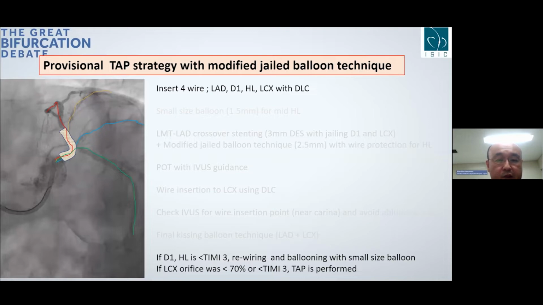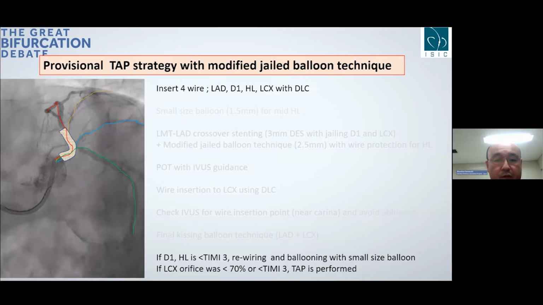And so the checked angle. If the diagonal and hierarchical is less than the pin 3, the pin 0, pin 1, pin 2, and I want to perform the wiring and ballooning with a very small balloon size. The achievement point of such a small size of the side branch is the pin 3.